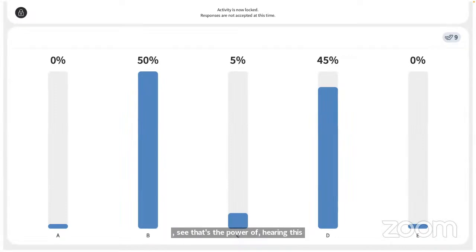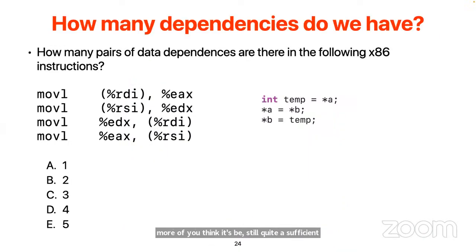More of you think it's D, but still quite a sufficient amount of you think it's B and D. Okay, we need a debate. What do you guys think? Where are we seeing the data dependencies? Okay, so you said where? So the first instruction and the fourth instruction.